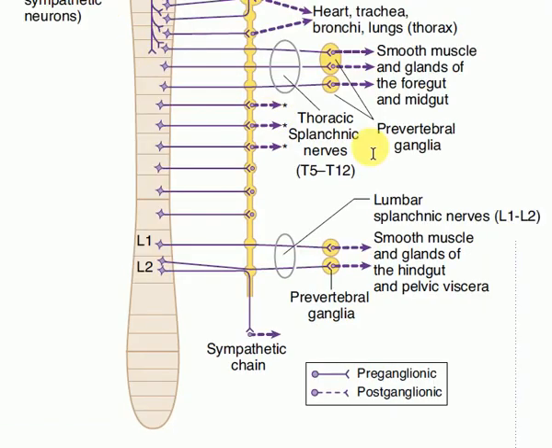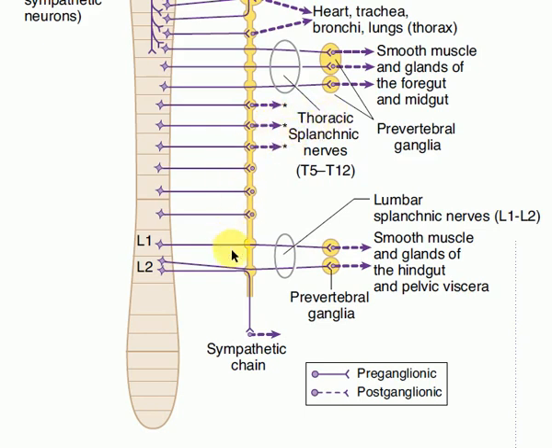That's pretty straightforward. What happens from T1 to L2 levels? At each level, the preganglionics run to their respective ganglions, they synapse there, and then they send out their postganglionic neurons, which enter the spinal nerves, and through the spinal nerves they reach their respective target organs.